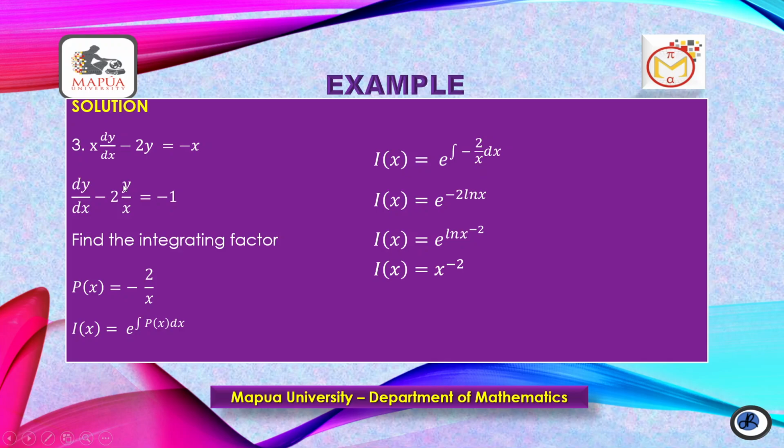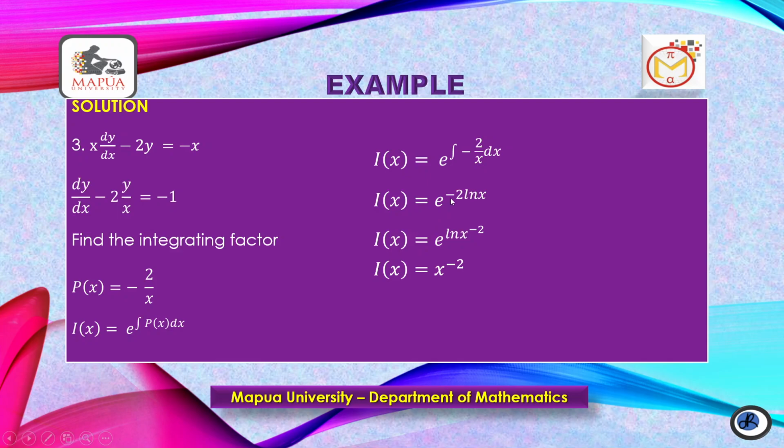So this is now our p of x, which is negative 2 over x. And this is our q of x. Then we can find the integrating factor. The integrating factor now is e raised to integral of p of x dx, and since the p of x is negative 2 over x, it can be integrated, leading to ln here. So dx over x is ln of x.